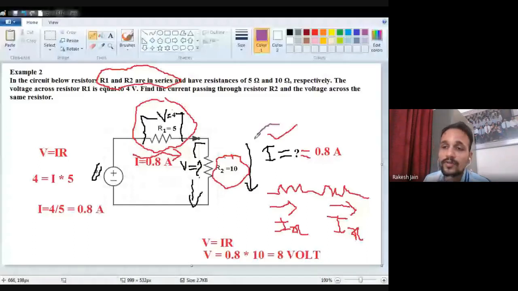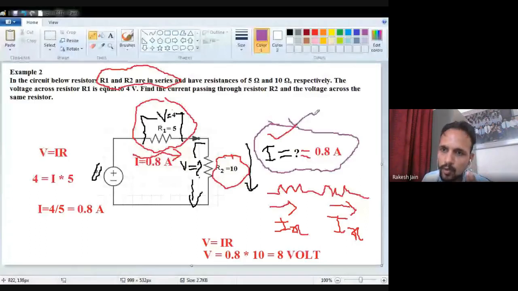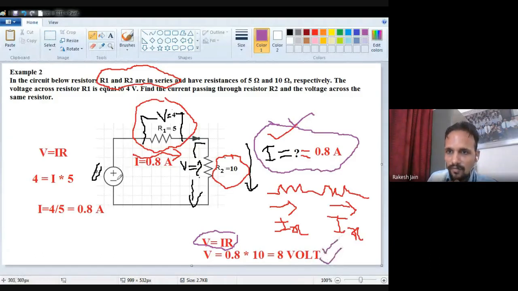I found this with the help of the basic Ohm's law and the basic rule that whenever resistances are in series, equal current flows through both of them. When I find the current by putting in Ohm's law, V is equal to IR, I find the second answer, what is the voltage across the resistance, and that is V is equal to 8 volt.